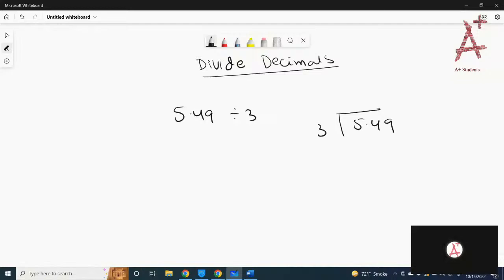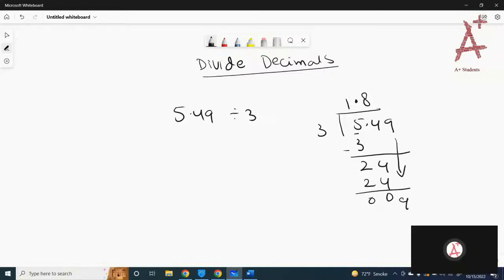So let's start with 3 times. We have to look for the first digit. We can go for 3 times 1 is 3. 5 subtract 3 is 2. Here you have a decimal point, just put the decimal point over here. Bring the 4 down. Now you have to count 3 till 24. So 3 times what number makes 24? 3 times 8 is 24. And 24 subtract 24 is 0.